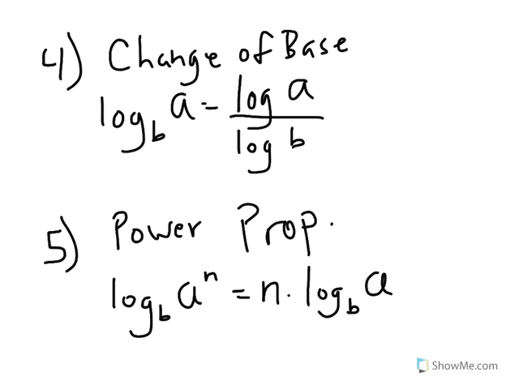So you could do the log base 8 of a divided by the log base 8 of b. But since our calculator does a log base 10, it's easiest for us to change it to a log base of 10. Now the power property says that the log base b of a to the power of n is equal to n times the log base b of a.